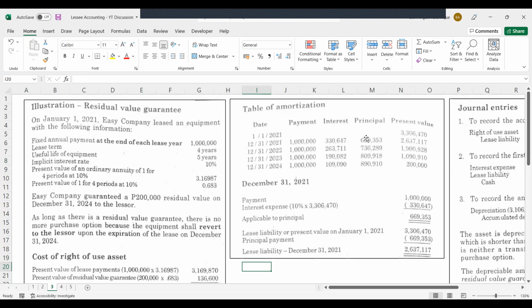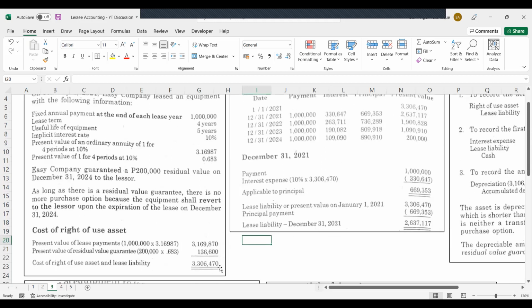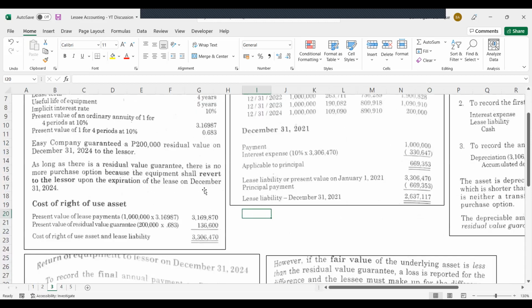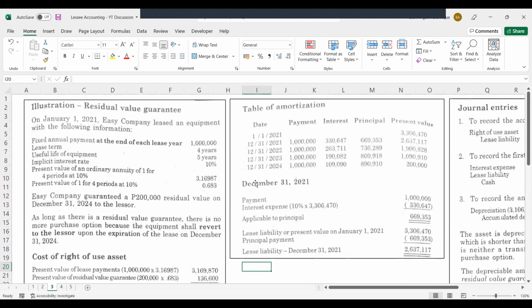So, ngayon, paano naman yung amortization? So, table of amortization natin. Present value natin, magsisimula tayo sa 3,306,470. So, similar na to dito, kaya hindi ko na inulit yung table kasi interest will be present value multiplied by implicit interest rate. Then, yan, pababa siya. And matitira din yung 200,000 na residual value guarantee. So, payment natin, 1 million less interest expense. So, applicable to principal. So, technically, ito lang yan. Yung ating remaining present value will be 263,717 as of December 31, 2021.